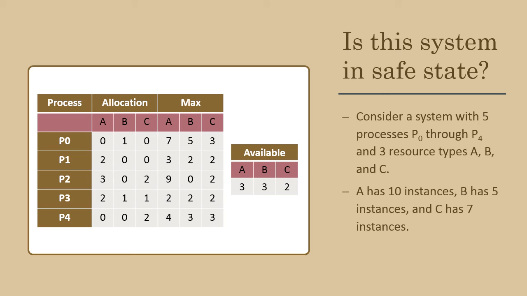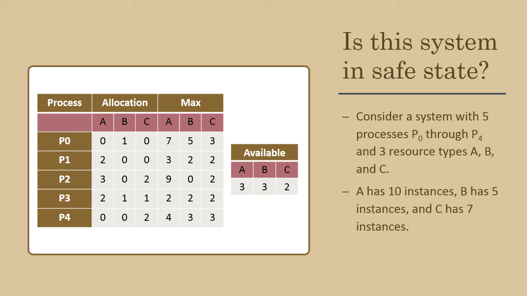P2 currently holds 3 instances of A and 2 instances of C, but none of B. At a maximum, P2 will ask for 9 instances of A, none of B, and 2 of C. P3 currently holds 2 instances of A, 1 of B, and 1 of C. At a maximum, it will ask for 2 instances each of A, B, and C. P4 currently holds 2 instances of C, none of A and B. Its maximum claims would be 4 instances of A, 3 of B, and 3 of C.